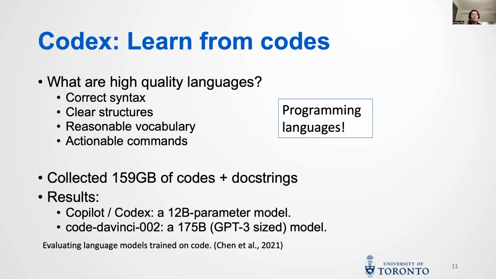And additionally, GitHub contains a massive resource of high quality programming languages. So OpenAI collaborated with GitHub to train a large model on this code and docstrings. There are 155 gigabytes of docstrings and code. And this size is actually comparable to the size of text data that were used to train GPT-3. So the results were Copilot, and the model's name is Codex, with 12 billion parameters, as well as Code Da Vinci 2, which is a 175 billion parameter model.